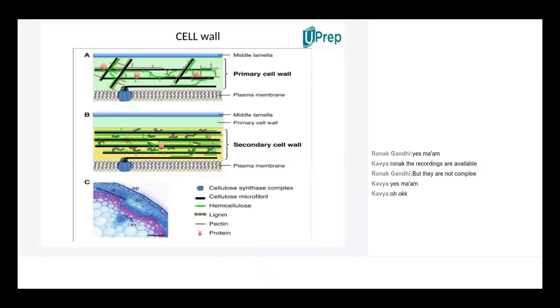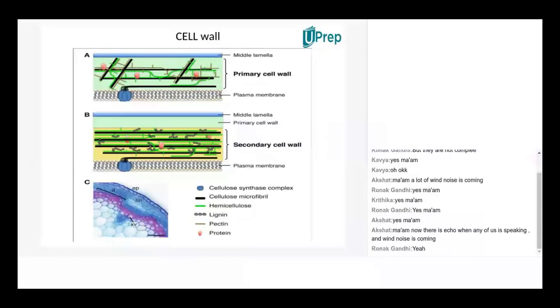If you can see, usually the cell wall is made up of 3 layers: middle lamella, primary cell wall, then secondary cell wall. When you see the middle lamella, the pectins of calcium and magnesium will form the middle lamella. Then you will have the primary cell wall inner to the middle lamella.